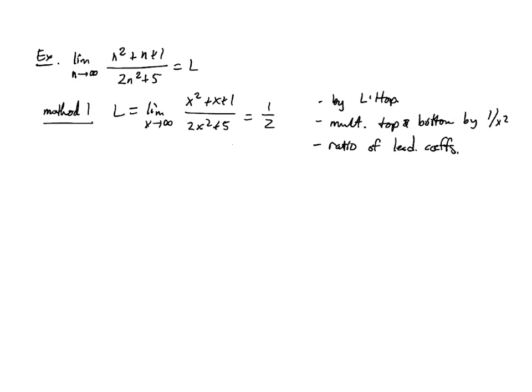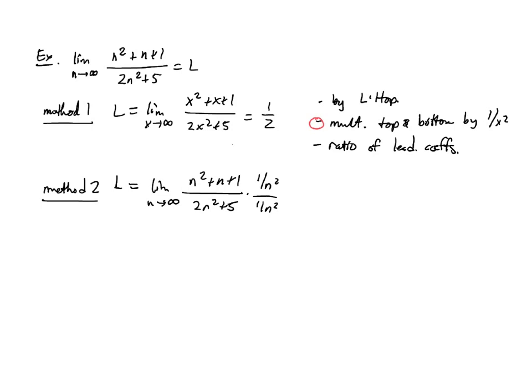Now, the nice thing about the second method, the second method here of computing that limit with the x's, is that I can use exactly the same limit technique without changing to x's. So I can write my L as the limit as n goes to infinity of (n squared plus n plus 1) over (2n squared plus 5), and multiply top and bottom by 1 over n squared.